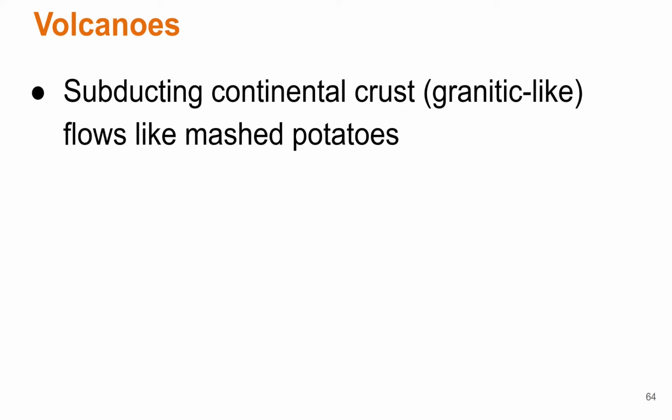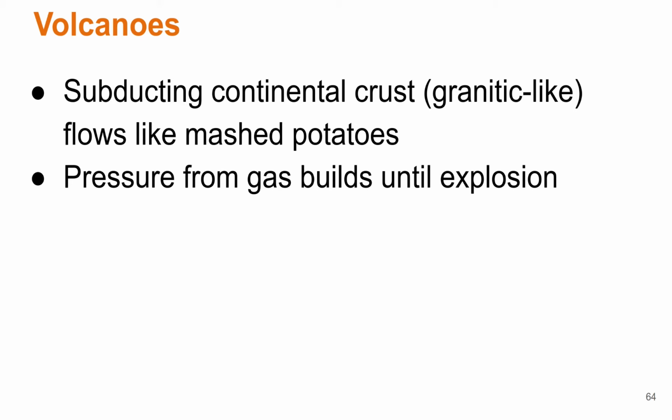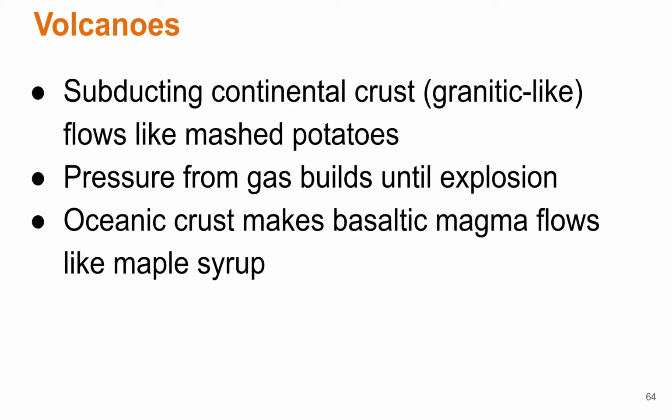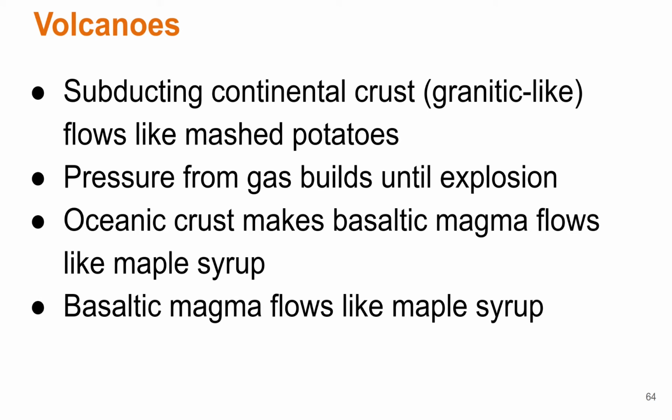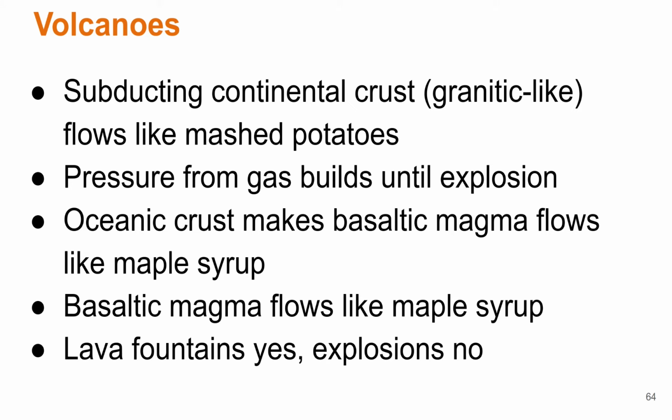Subducting continental crust, made of granite, flows like mashed potatoes. The pressure from the gas builds until there's a massive explosion. Oceanic crust, made of basaltic magma, flows like maple syrup. So there's no explosion. The lava just oozes along the ground. Sometimes there's fountains, but it doesn't explode the way continental crust does. You get lava fountains, but no explosions.